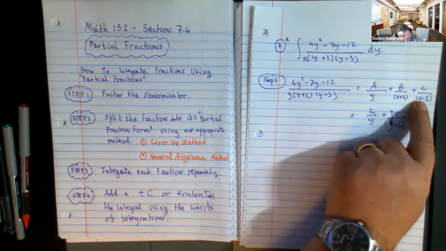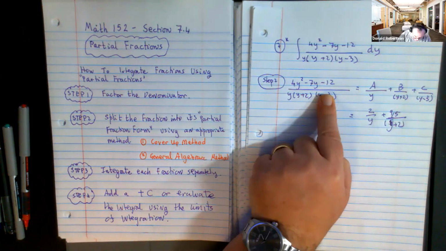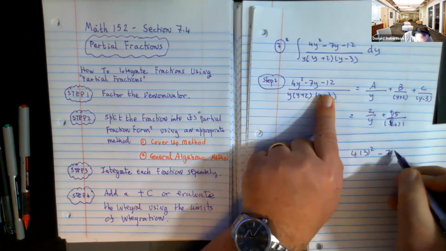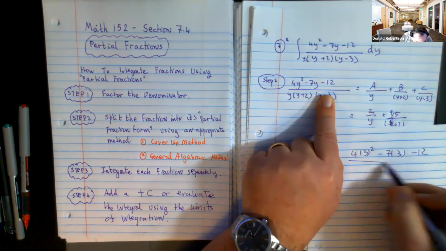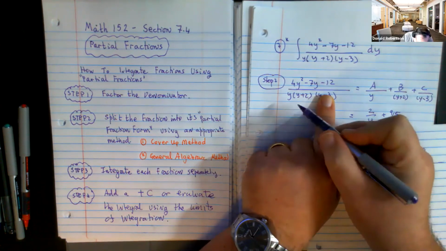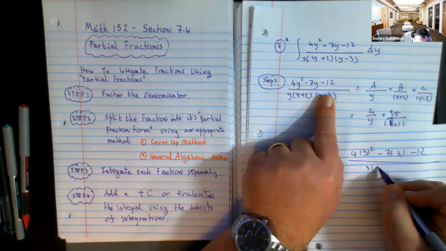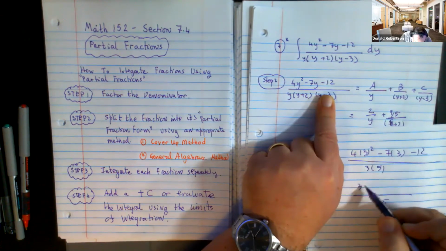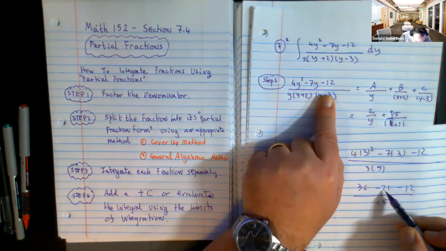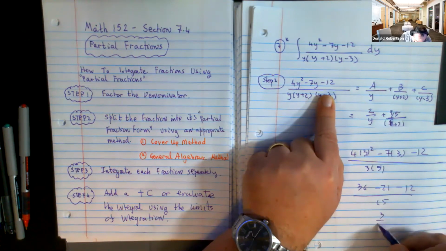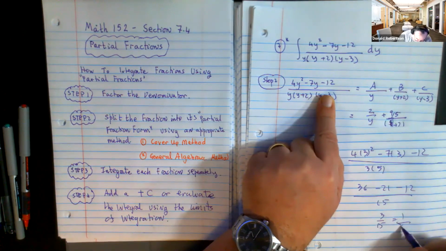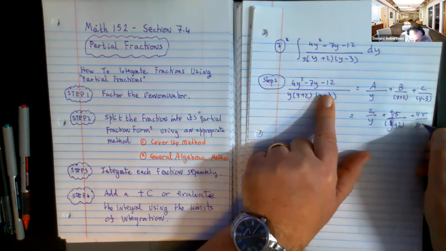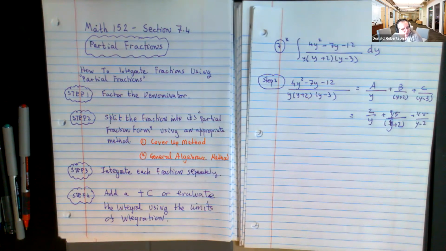Okay, time for the last guy, C. You're going to plug in 3 here. Okay, so it's going to be 4 lots of 3 squared, take away 7 lots of 3, take away 12. That's going to go in the top. And if you plug in 3 in the bottom, you're going to get 3 times 5 in the bottom. So there's going to be a 15 in the bottom. That's 9, that's 36, take away 21, take away 12, that's 3, 3 out of 15. I make that positive 1/5. Any disagreements about any of those 3 top numbers?